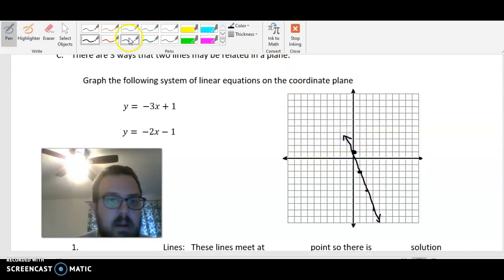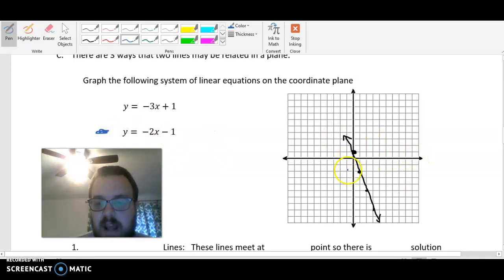Now I'll change my color to blue for the other one, so this is the blue line here. I'll go ahead and graph this one. We're going to start at -1, and I'll put a point there. Then I'll graph this one like normal as well. So I'll go down 2 over 1, down 2 over 1, down 2 over 1, down 2 over 1, and I'll draw that line as well.